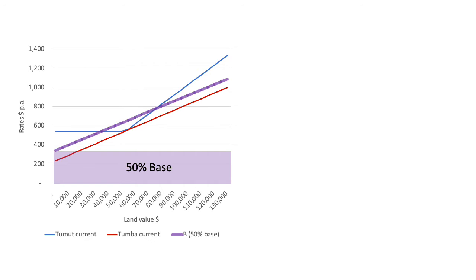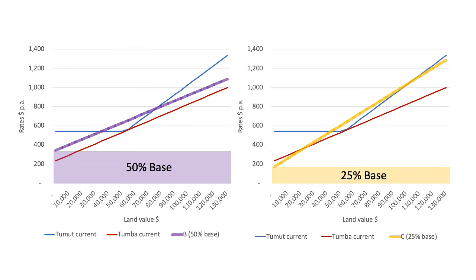It's worth noting that the purple line is parallel to the red one, and what that's telling us is that the former Tumbarumba Shire had a 50% base rate. The difference between the two is the increase associated with harmonising the rates with Tumut. The second case is the 25% base rate, which is option C under residential.